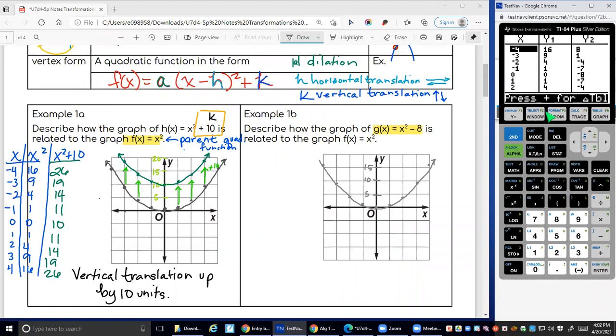I find the tables are the best for getting points because with a graph, your eyeballs can lie to you really easy. So I'm going to go ahead, look here. I got -4 and I got 8. So let me go ahead and do that. Go ahead and put it on color. So I got -4 and 8.